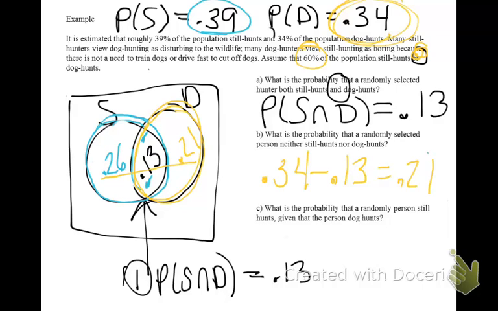So if you want to know how many do not still hunt nor dog hunt, part B, you're basically saying what's the probability of being somewhere out here, outside of these two circles. And to get that, you could do 1 minus the 60%. That means there's 40% left over who don't dog hunt or still hunt.